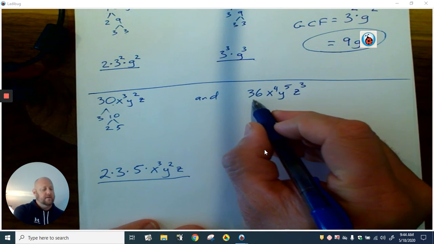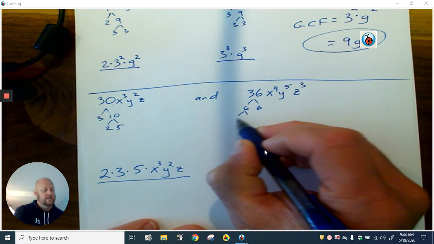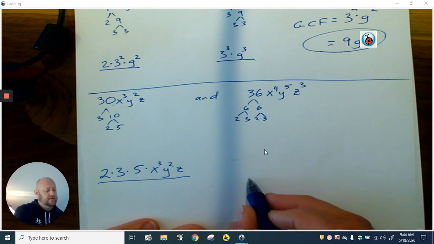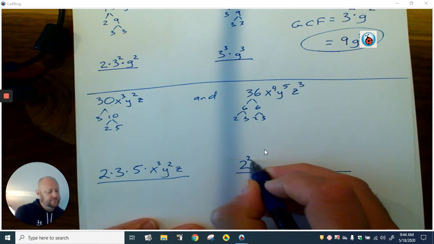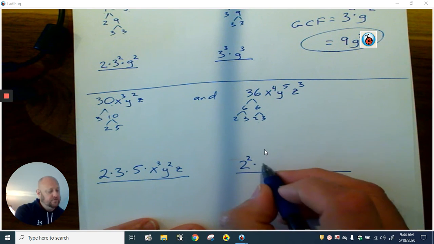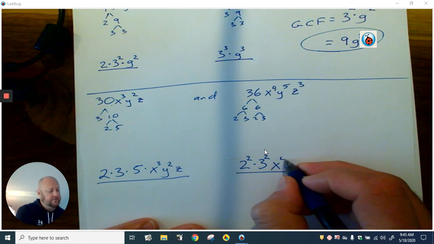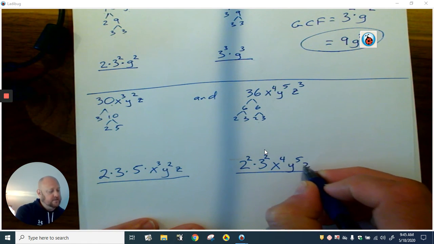We do the same thing here with this 36. Well, 36 we know is 6 times 6, 2 times 3, 2 times 3. So I have 2 2s, 2 3s. I have x to the fourth, y to the fifth, and z to the third.